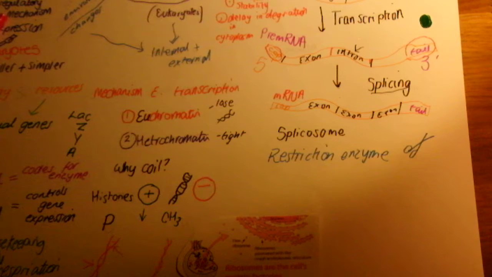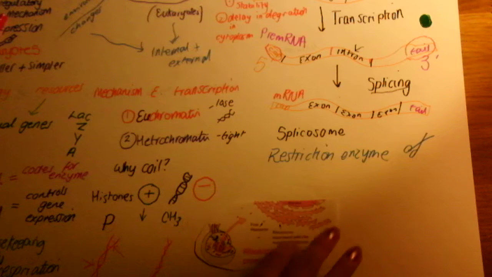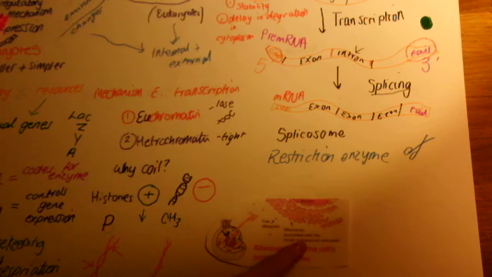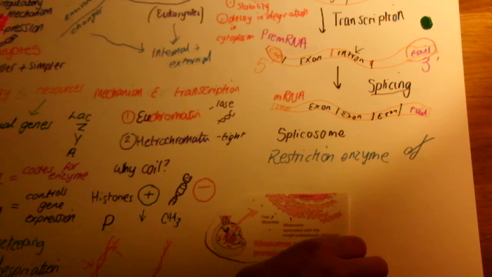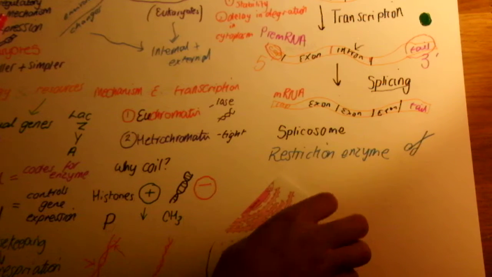So RNA editing. This is just a recap of the ribosomes, what a ribosome looks like. They're on the rough RER, so on the rough endoplasmic reticulum. They are the cell's protein factories, basically. They make and package proteins, and they're on the endoplasmic reticulum, around the nucleus. Just a reminder there.